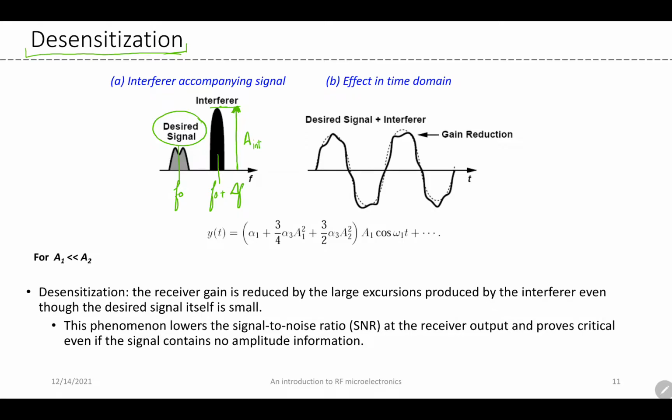So again, let me repeat what desensitization is. It is the effect where an interferer, a large signal interferer, desensitizes the receiver. That is, it drives the receiver into gain compression, and then the receiver is not able to properly receive the desired signal. Okay.